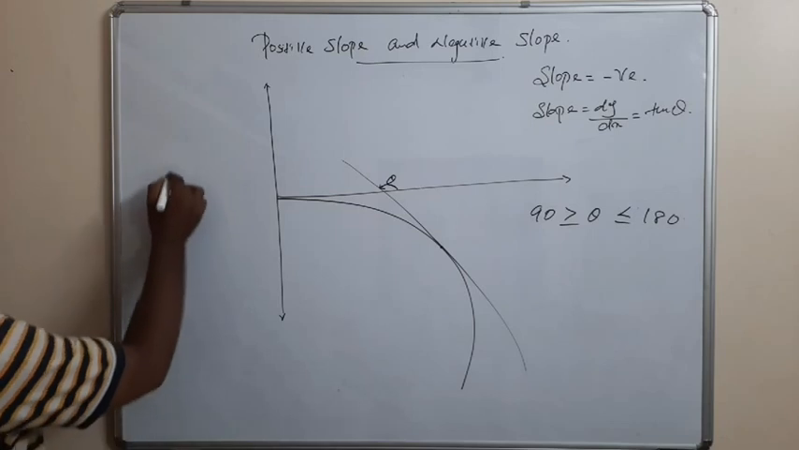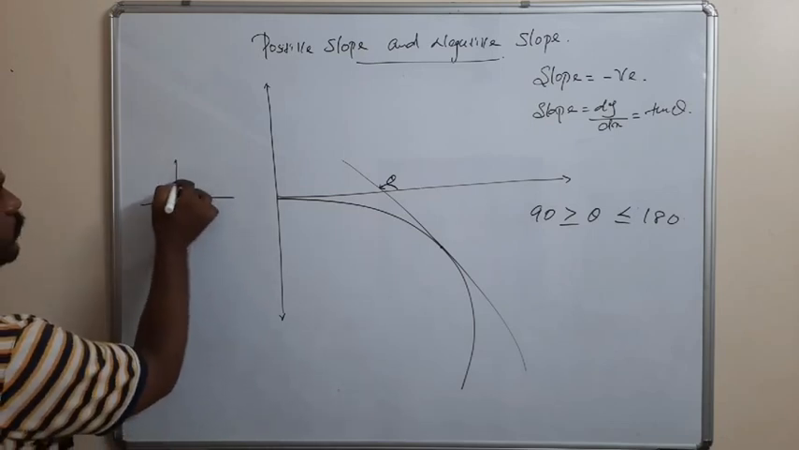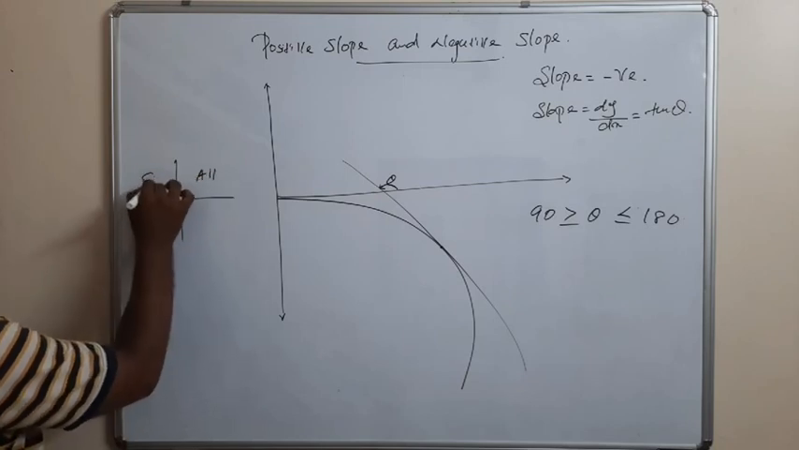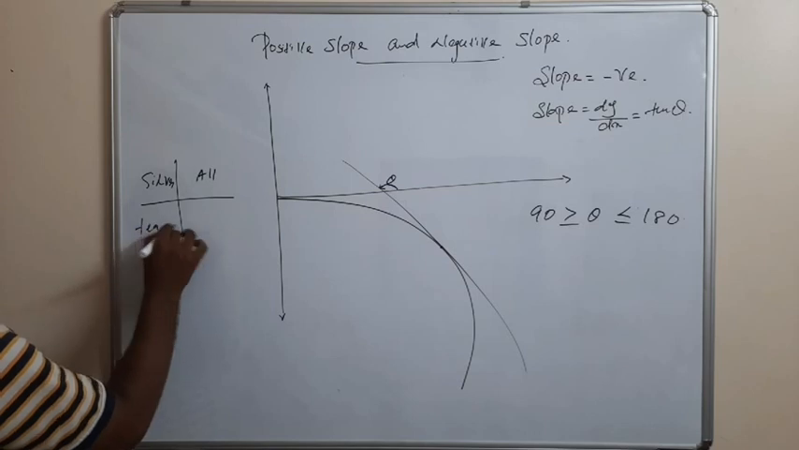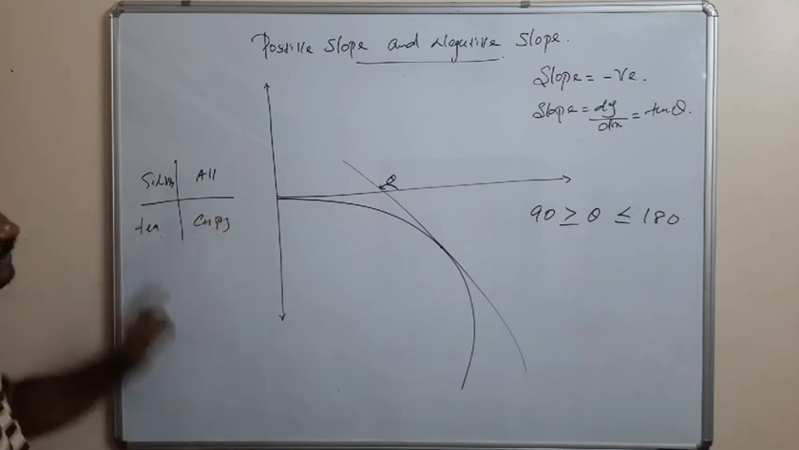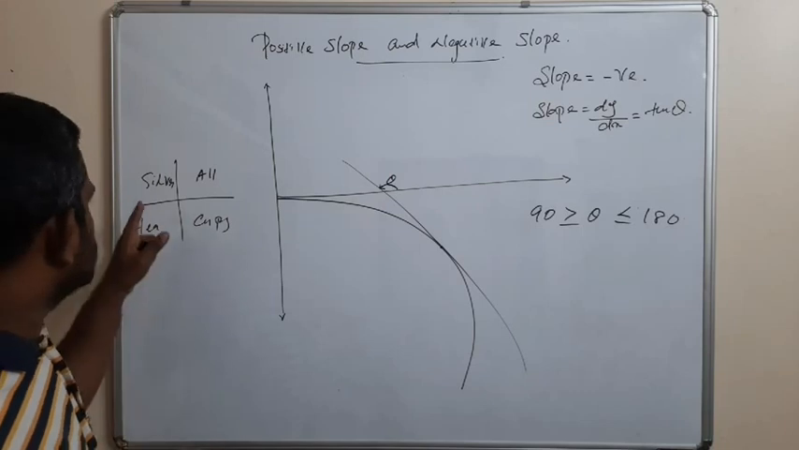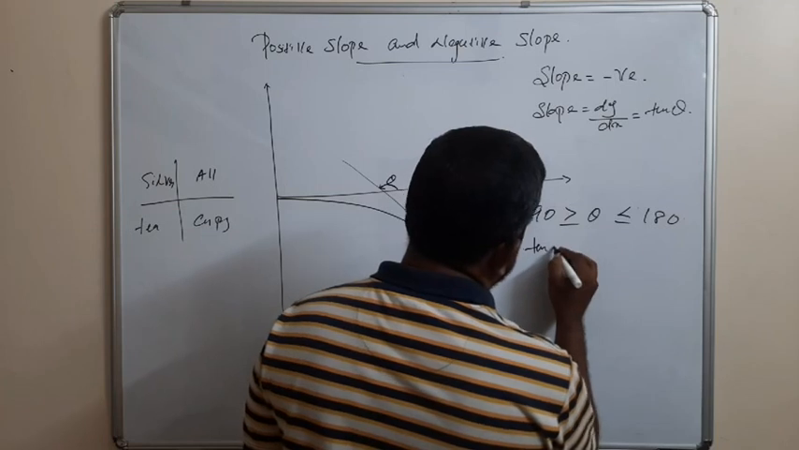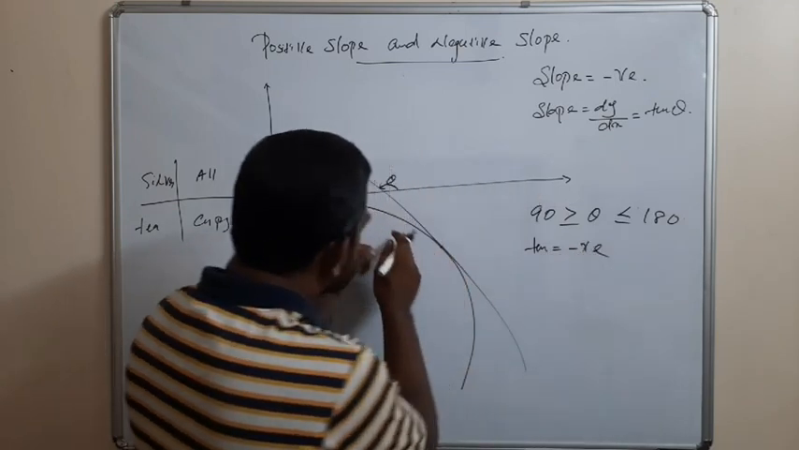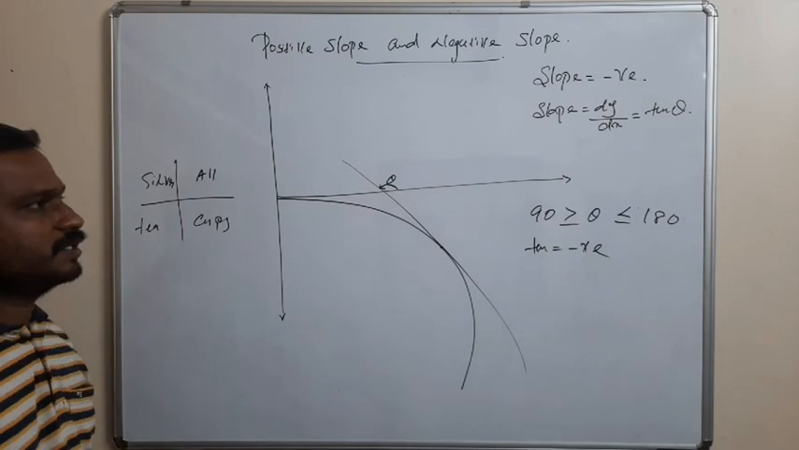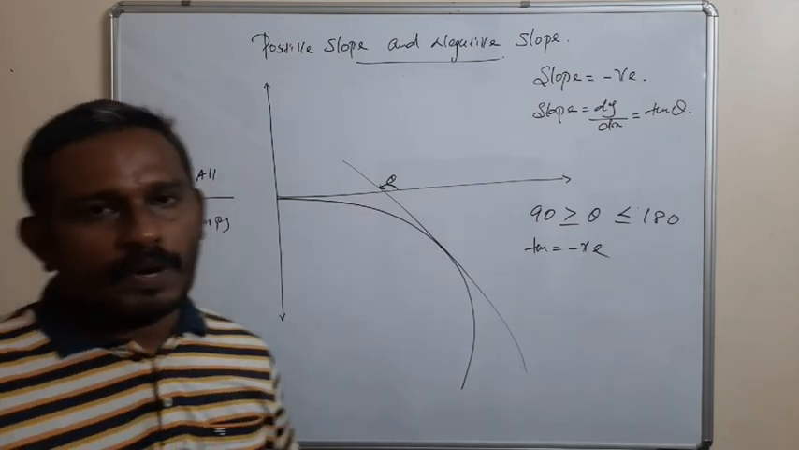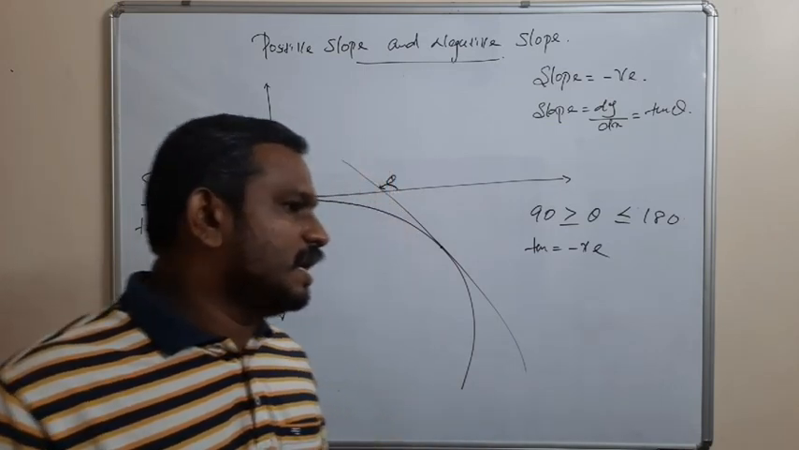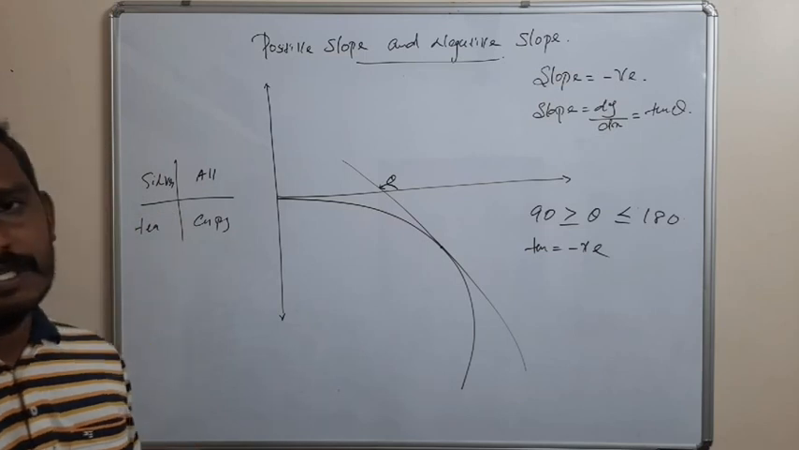So 0 to 90, 90 to 180. In the 180 range, here sine and cosec are positive, and here tan is negative. So tan is negative, so the slope is negative. If y decreases with increase of x, the slope of the tangent of such a curve is negative.